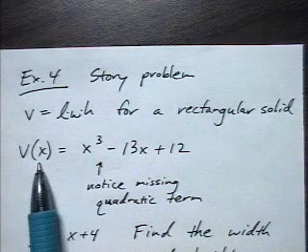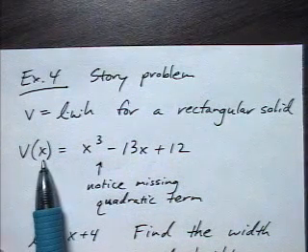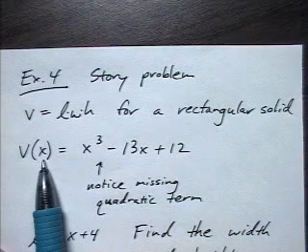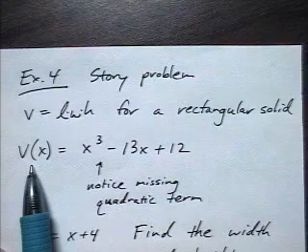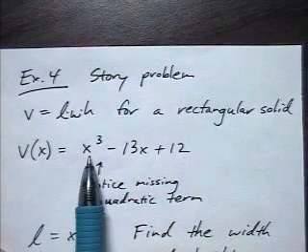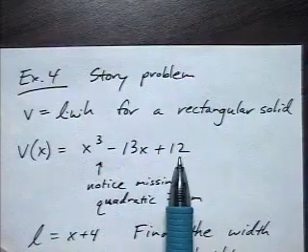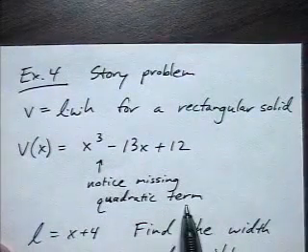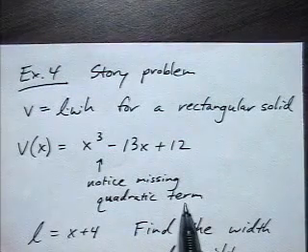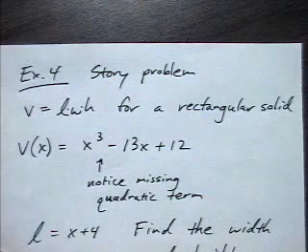They tell me that the volume of this is V of x, right? That's our fancy function notation that we've talked about before. It's kind of like your y variable, but they're saying that it's called the volume. And the polynomial x cubed minus 13x plus 12 represents that volume. I want you to notice there's a missing quadratic term. That's going to come into play here in a minute.